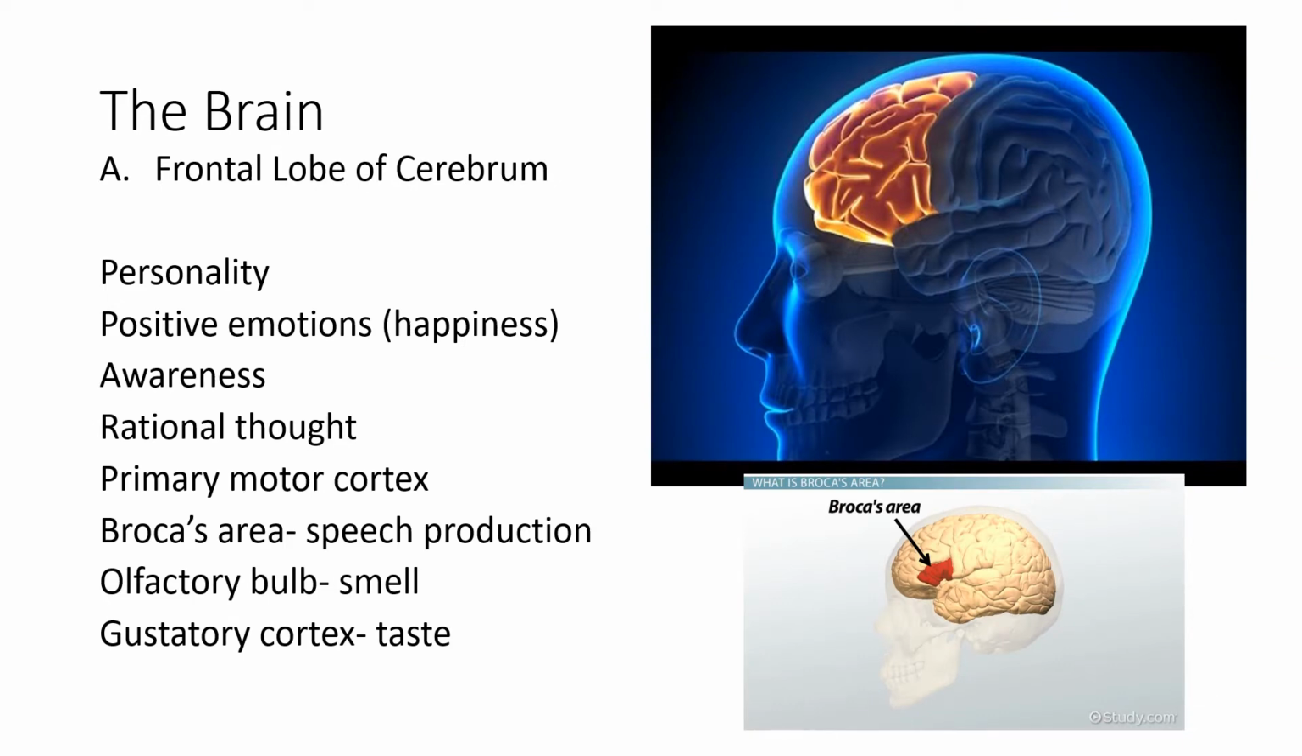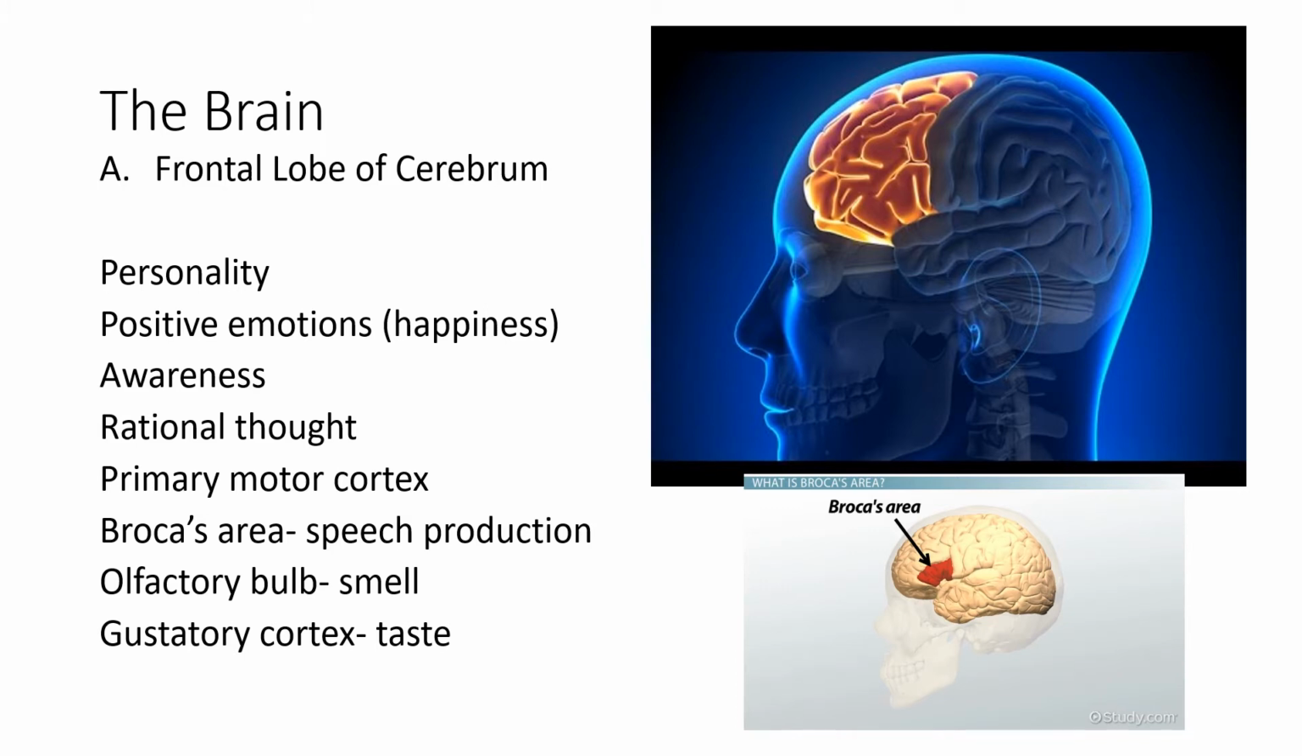So now the cerebrum is divided up into lobes that have pretty specific functions. First we have the frontal lobe of the cerebrum. This is like what makes you who you are. Your personality is controlled by this. Any kind of positive emotions that you have, like happiness, go on in the frontal lobe. Your awareness of being alive and existing is in the frontal lobe. Any rational thought, any kind of decision making that you do is part of the frontal lobe.